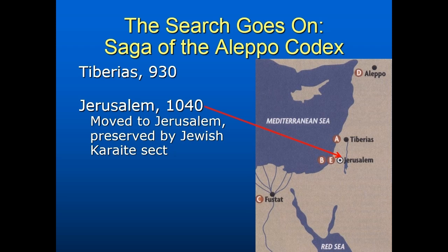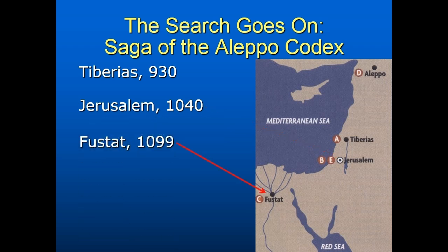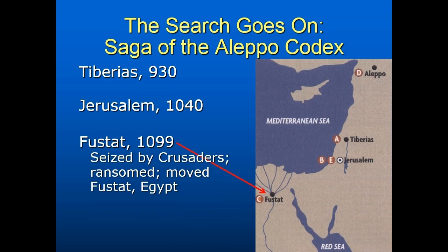The knights of the First Crusade, here to liberate the Holy Land from the infidels, seized Jerusalem, and when they did, they liberated quite a few things, including some ancient manuscripts, and the Aleppo was among them. Desperate to reclaim their priceless document, the Jews borrowed money wherever they could and ransomed it from the Crusaders. And realizing it would not be safe in Israel, the Karaite Jews took it with them to Fustat in the Egyptian Delta region. That was in 1099.